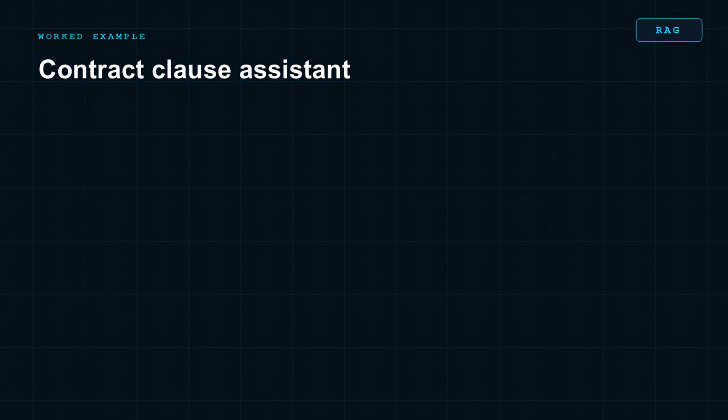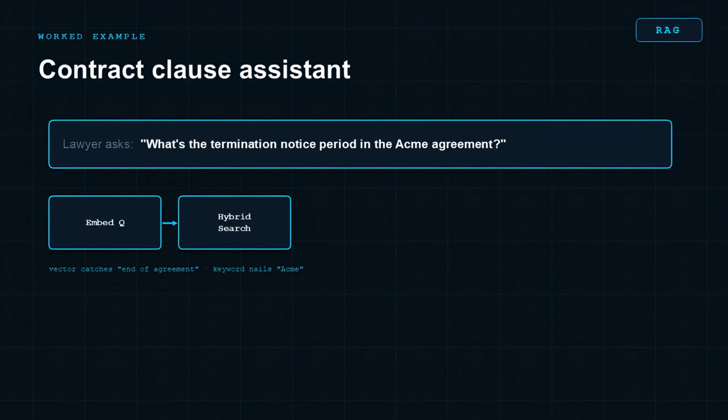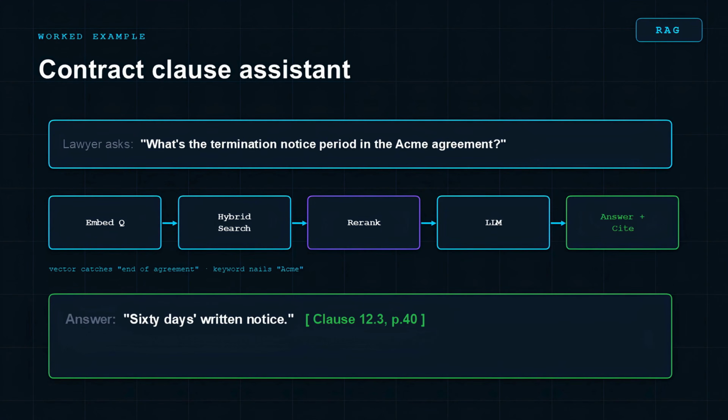Let's make it concrete with a fresh example. A contract assistant for a legal team. A lawyer asks, "What's the termination notice period in the Acme agreement?" Watch it move through the pipeline. The question is embedded. Hybrid search finds candidate clauses. Vector search catches termination phrased as end of agreement. Keyword search nails the exact party name, Acme. The re-ranker surfaces the precise termination clause. The model answers, 60 days written notice, and cites the clause and page. The lawyer verifies in 1 click instead of reading 40 pages.